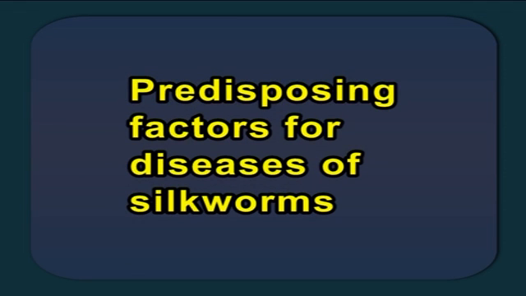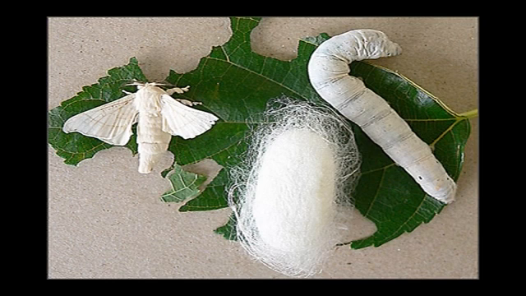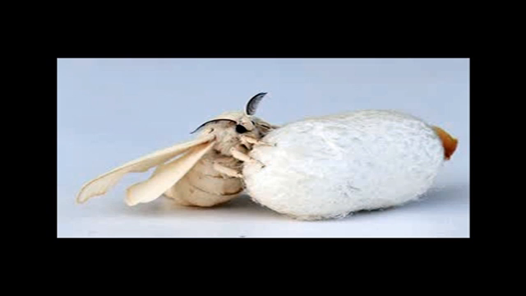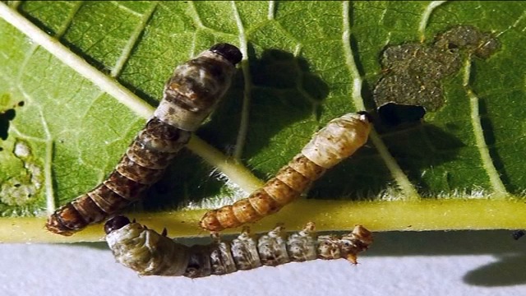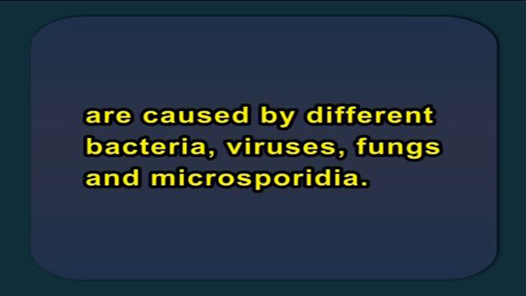My dear student friends, in today's lecture, let us study the predisposing factors for diseases of silkworms. Sericulture, the highly enterprising occupation of raising silkworm larvae with the aim of producing silk cocoons for ultimate production of silk, is often marred by the disease incidence in the silkworm colonies. The diseases such as bacteriosis, virosis, flachere, muscardine and pebrine are caused by different bacteria, viruses, fungus and microsporidia.